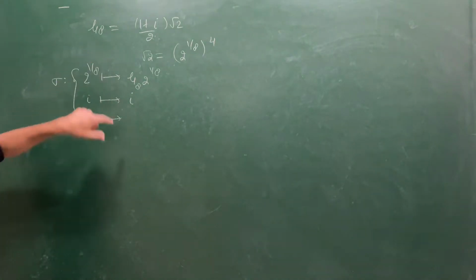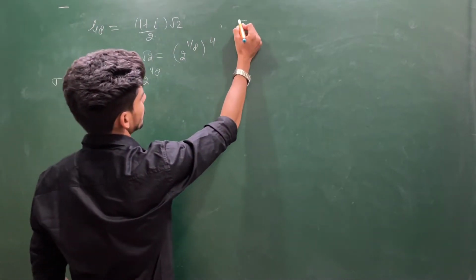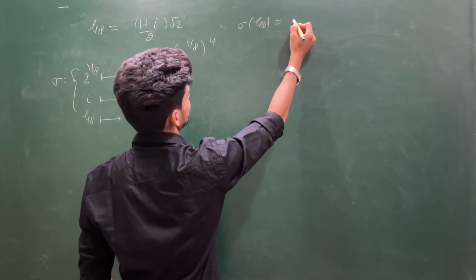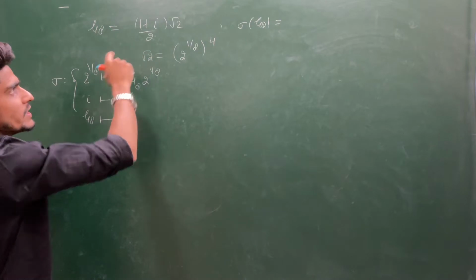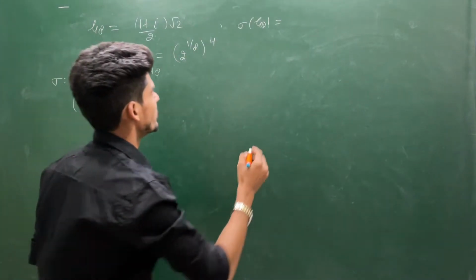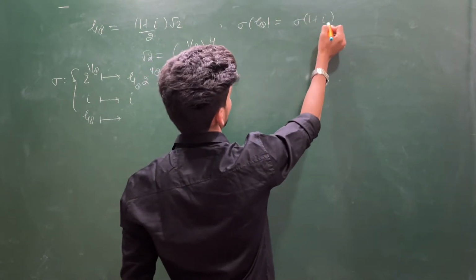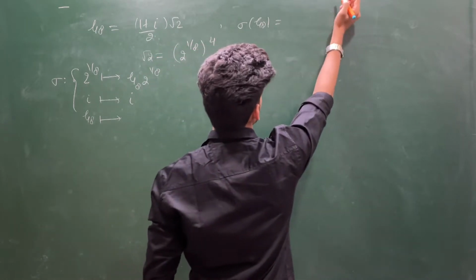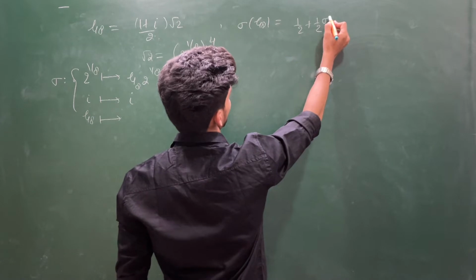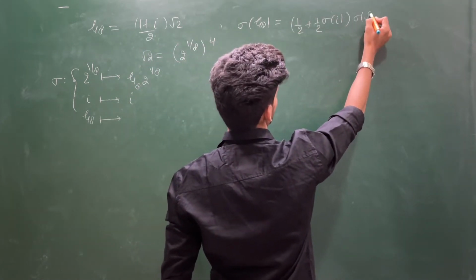See, because in this I will explain you, in the rest I will not explain. If you operate this sigma on this zeta 8, you will have this 1 by 2 is a rational, and we know that this sigma will respect multiplicativity. So it will give me 1 by 2 plus 1 by 2 times sigma of iota and sigma of root 2.